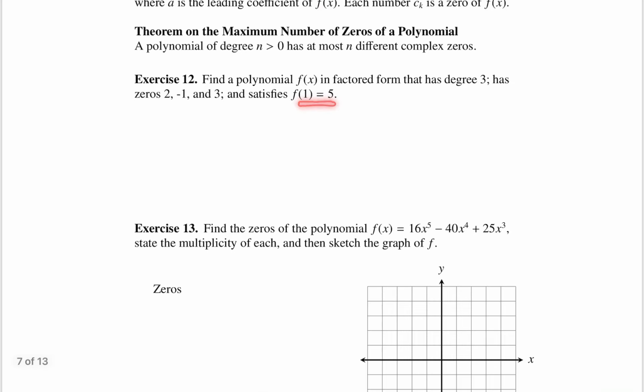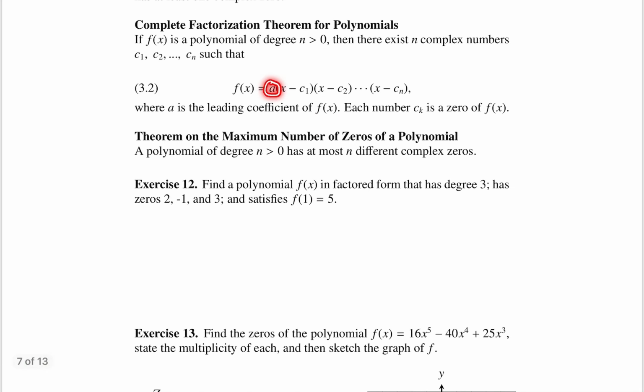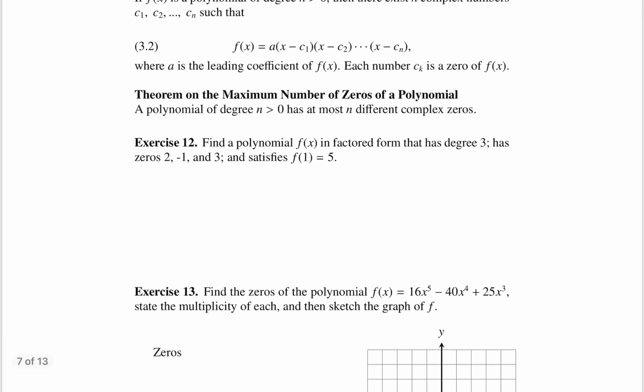This will allow us to figure out what a has to be. As you can see, that leading coefficient is a. This additional given information will allow us to solve for a. So let's write these 3 zeros in factored form.